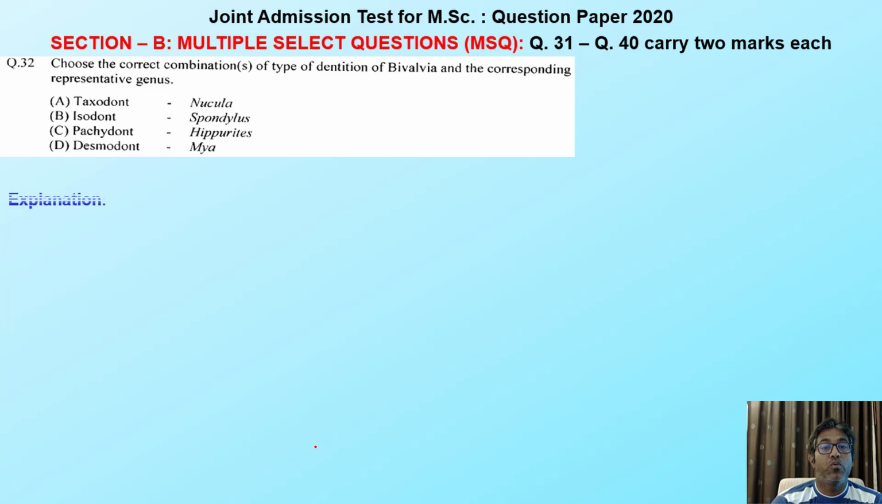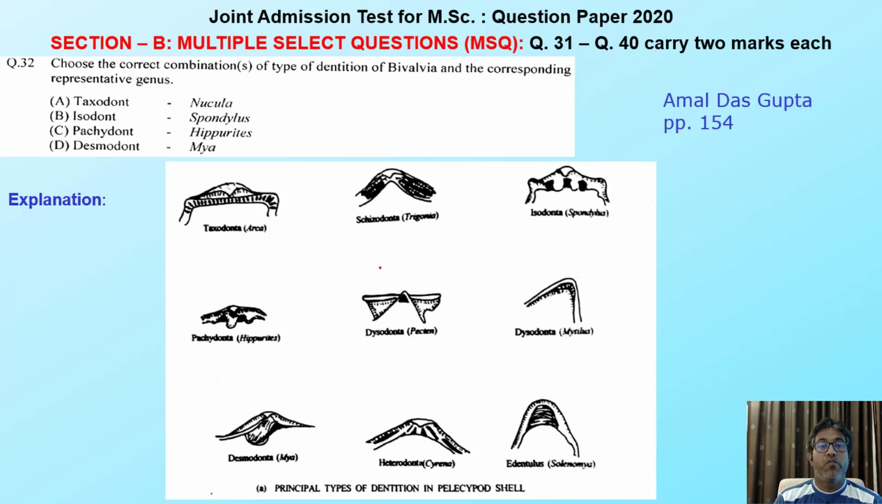Now this is related to bivalvia species, where you have to identify the dentition and the corresponding genus. In bivalvia, what is the dentition? The teeth, what type of teeth they have, and correspondingly what genus it is called. You have to remember this chart. I have taken this chart from the Amal Das Gupta book, page 154. Every year or so, either MCQ or MSQ, one question of this type is asked. So please do remember, mug up this part, please.